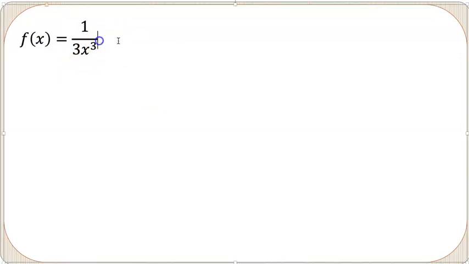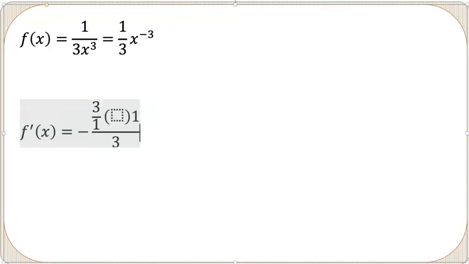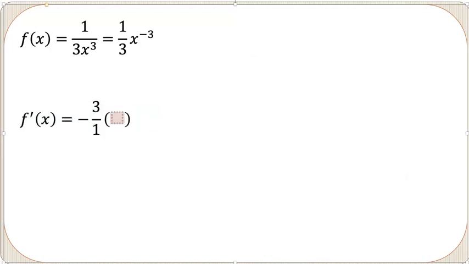1 over 3 x to the power 3. We know the first thing is we need to have x at the top instead of in the denominator. So this is going to be 1/3 x to the power what? -3. And that's it. So we will now say the derivative of x is equal to -3, and I'm going to put, since it's a fraction, -3 over 1 times 1/3 x to the power -4. -3 minus 1, -4.